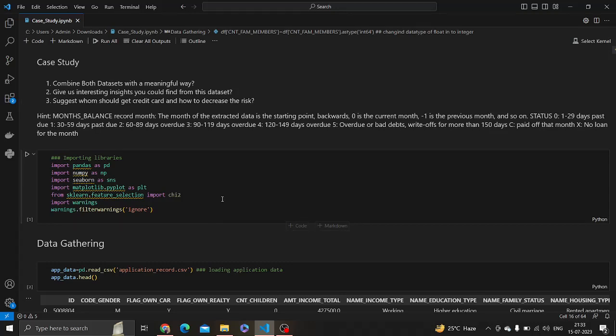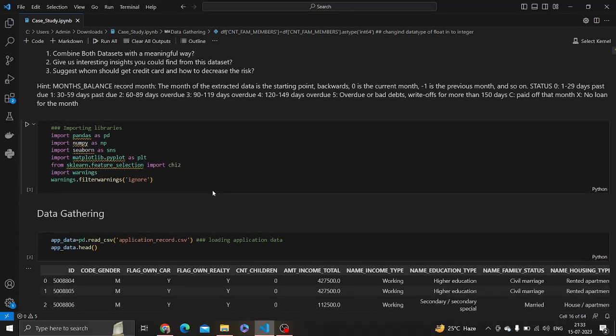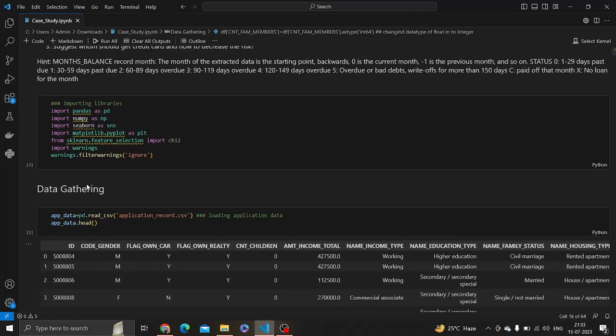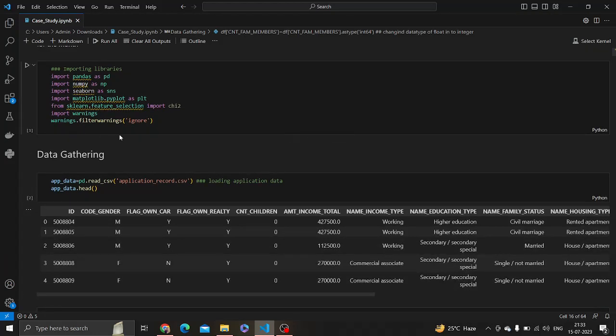So I imported all the libraries required for this: pandas, numpy, seaborn, matplotlib, and sklearn for feature selection, and warnings to avoid the warnings that are given while running the code. They will be avoided by filter warnings.